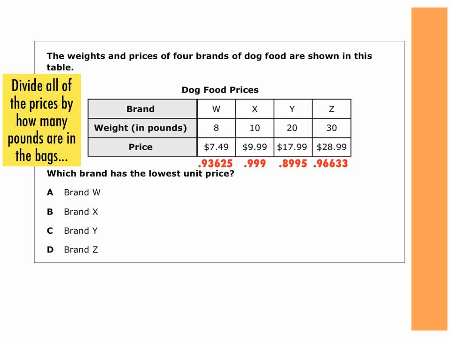The lowest unit price is going to be brand Y because it's only going to cost about 89.90 cents per pound, as opposed to everything else, which costs over 94 cents per pound.